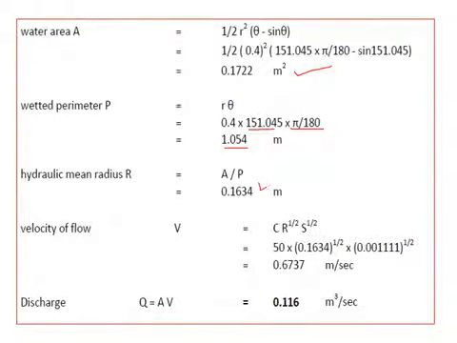So similarly, hydraulic mean radius is 0.1634, which is area divided by the perimeter. Because the Chezy constant is given, we are using Chezy's equation, C root RS. So that gives the velocity, and the slope is also given. So therefore we can again use the velocity in discharge. Q is equal to A into V. So that gives 0.116 meter cube per second. So this was the problem where the depth of the flow was less than the radius. So therefore the free surface will be below the center line.